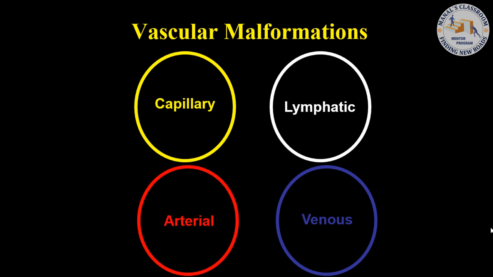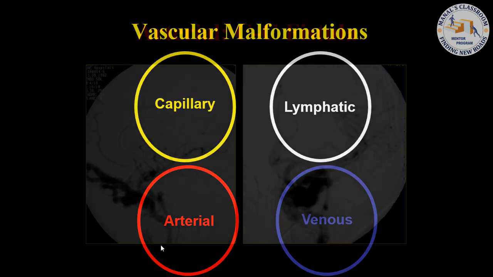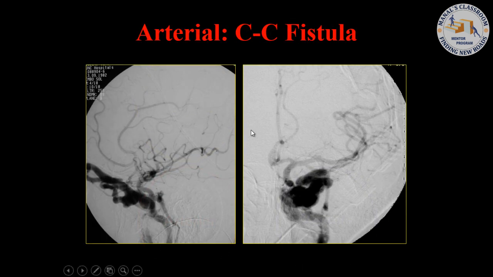Then the fourth vascular malformation that we see is arterial. So when we have an arterial malformation, typically what we look for is a large artery and a large vein, and this is an example of a carotid cavernous fistula. So here we can see arterialization of the superior ophthalmic vein in this angiogram. So here's a conventional angiogram, and we can see arterialization of the superior ophthalmic vein.